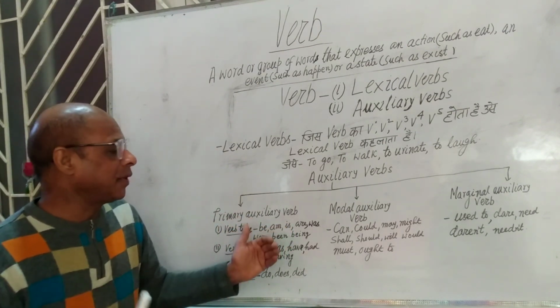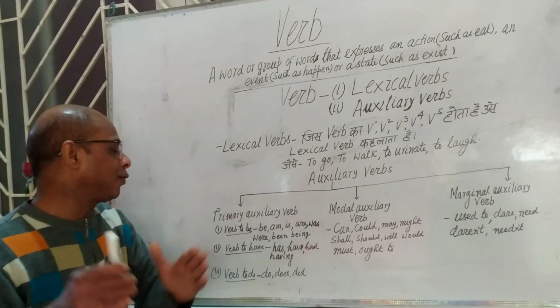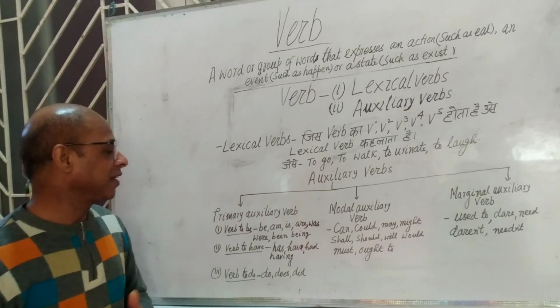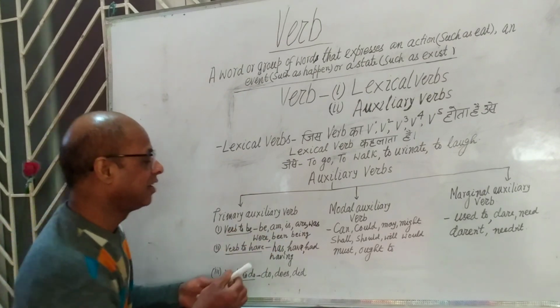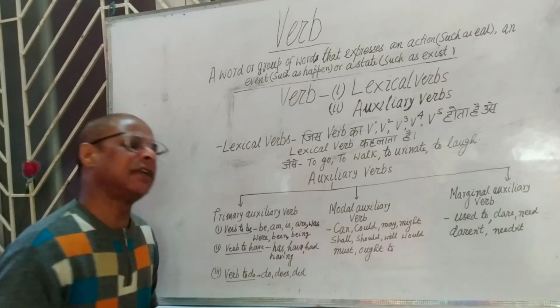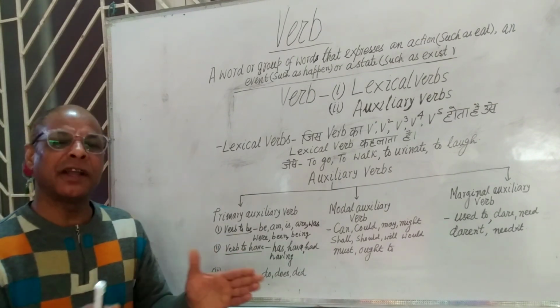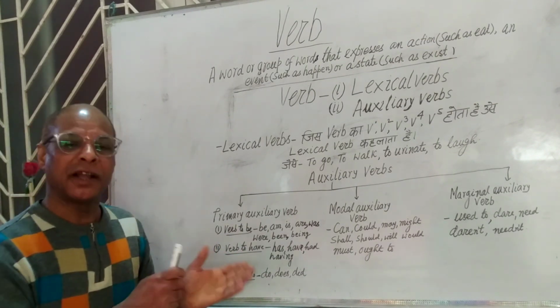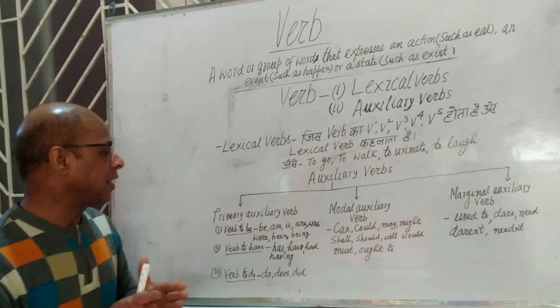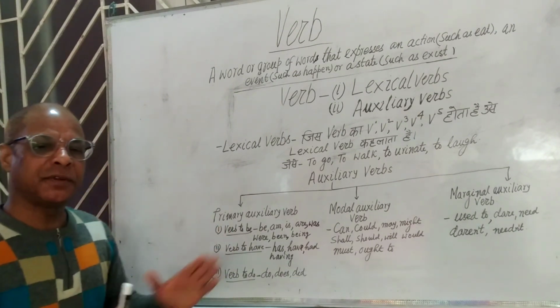Are: you are stupid. Was: I was going. Were: they were laughing. Been: I have been living in this town for several years. Second is being: a mango is being eaten by me. A mango is eaten by me, which is in passive voice. I believe verb to be is over.